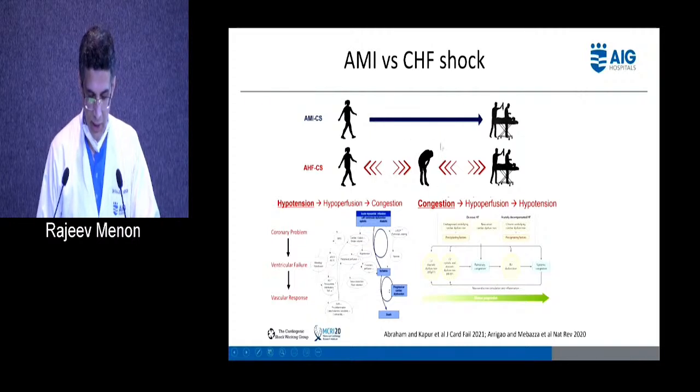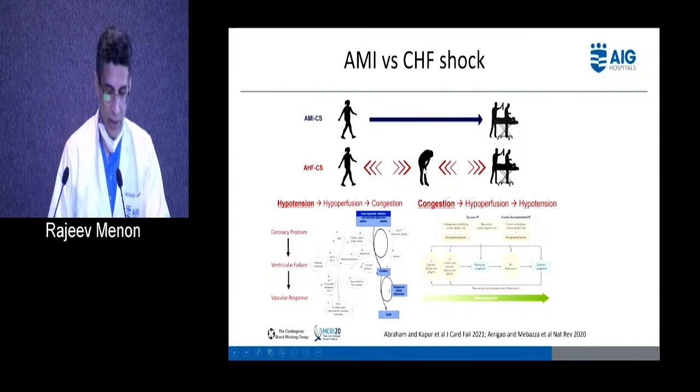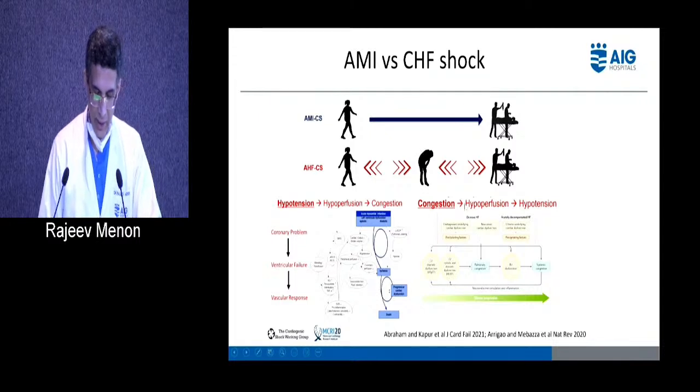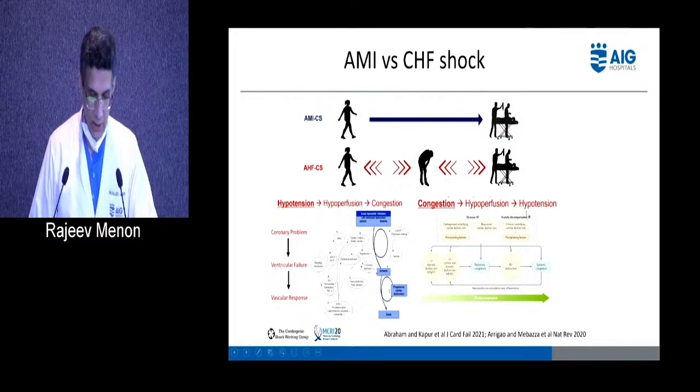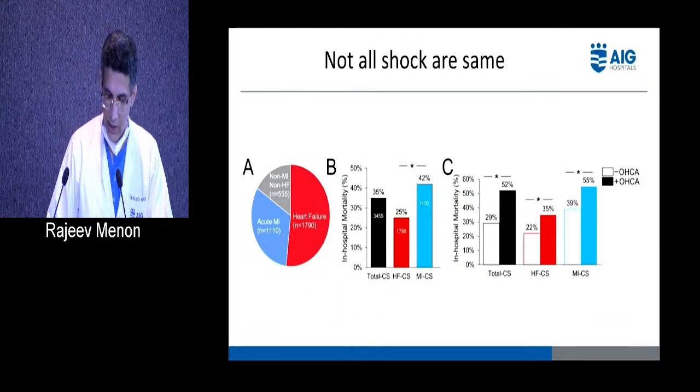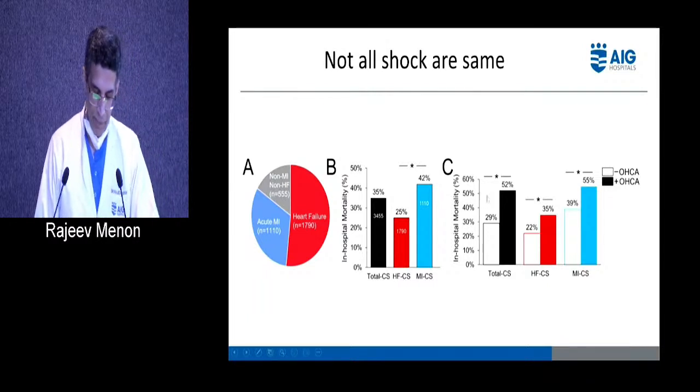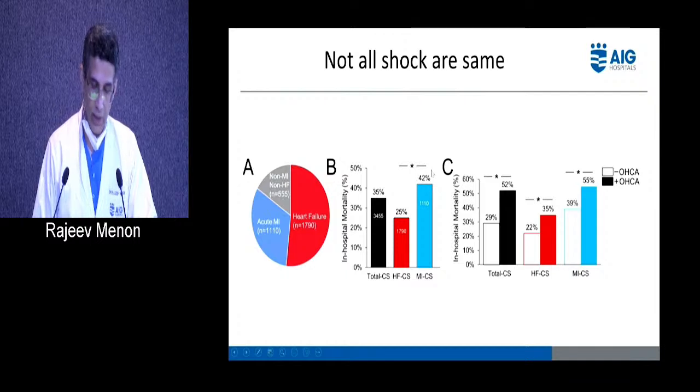Whereas a patient with heart failure is a patient who comes with a decompensation, that is with LVF, and it is congestion which needs to be taken care of. After congestion, they go into a low output state and then develop a hypotension. So both the presentation and management will be different, and the prognosis is different. AMI has a much higher rate of mortality compared to patients with heart failure shock.